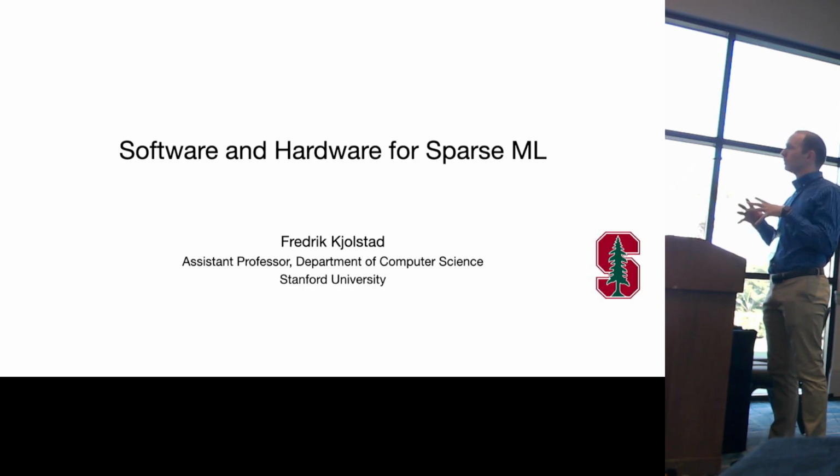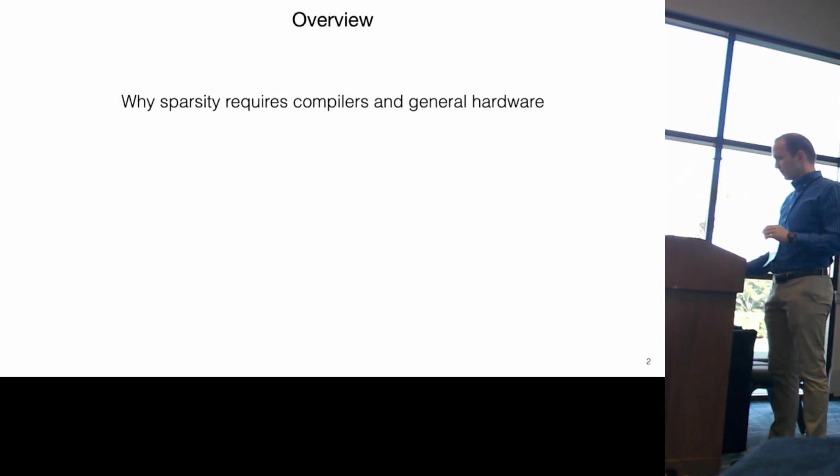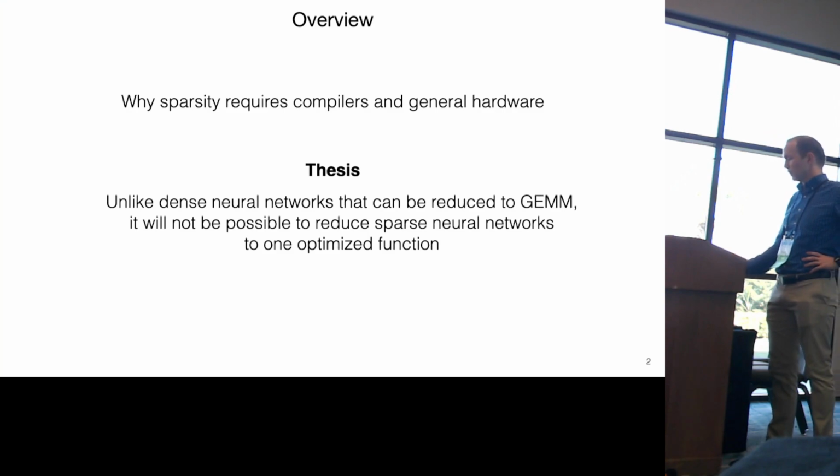And this reduction to dense matrix multiplications and then targeting a TPU, I'm going to be talking about why I think that's maybe not the best idea for sparse tensor algebra. So a little bit of an overview. I'm going to be talking about basically why sparsity requires compilers and more general hardware than just a matrix multiplication unit. And then the thesis is that unlike dense neural networks that can be reduced to a gem call, whether implemented in hardware or software, it will not be possible to reduce sparse neural networks to one optimized function.